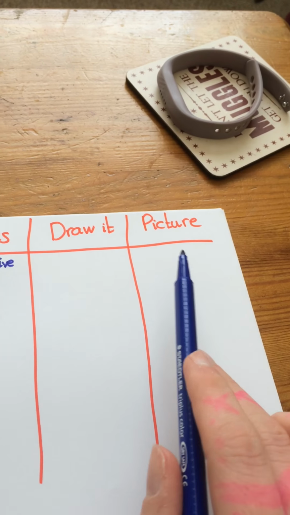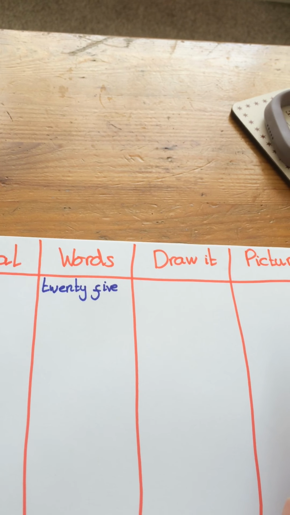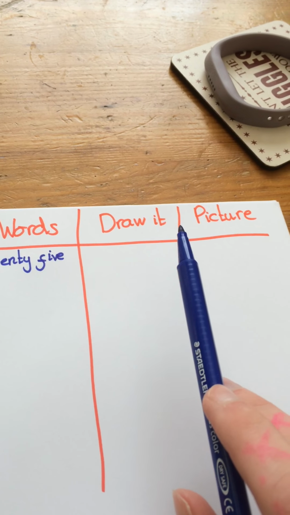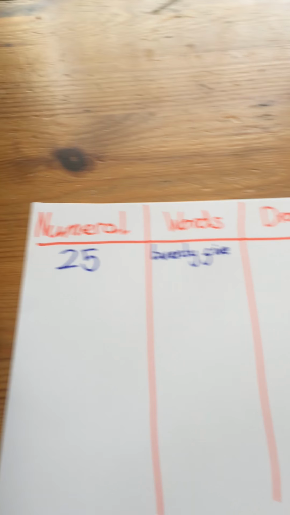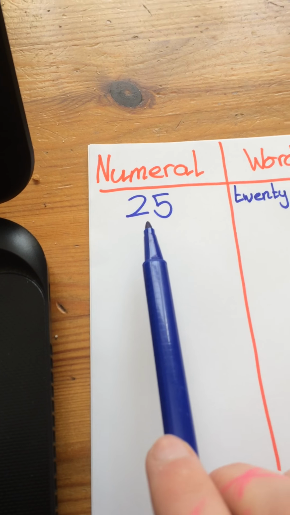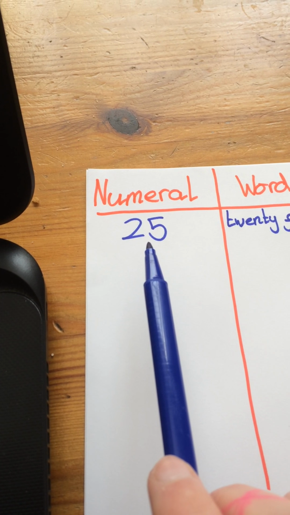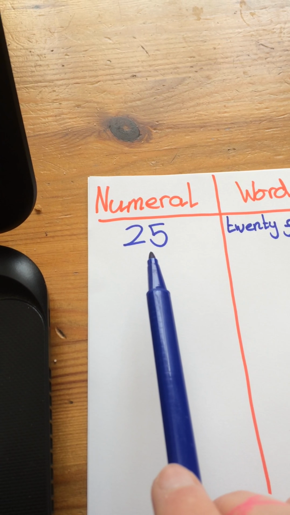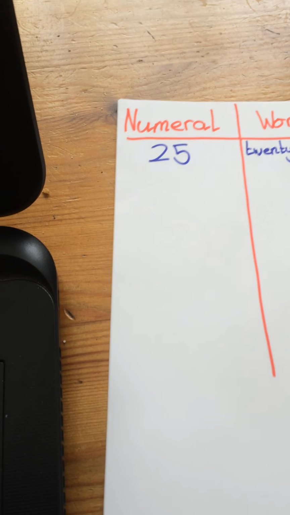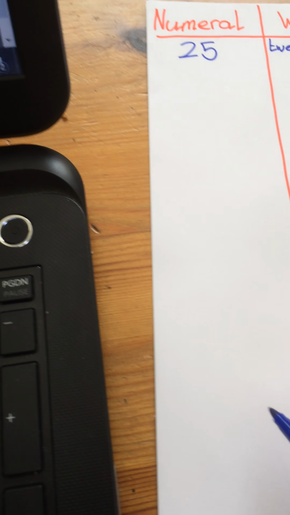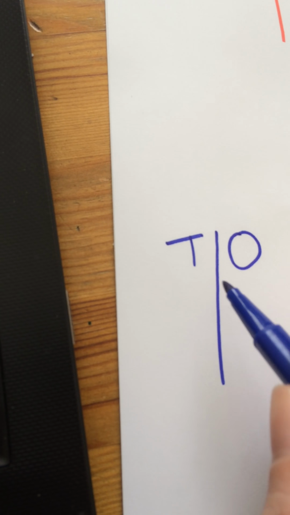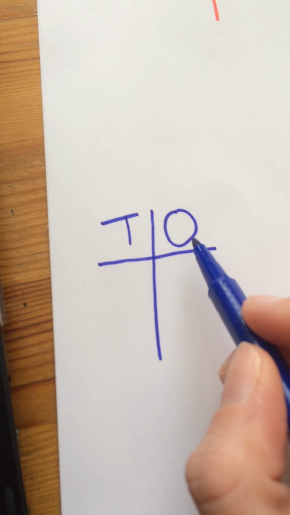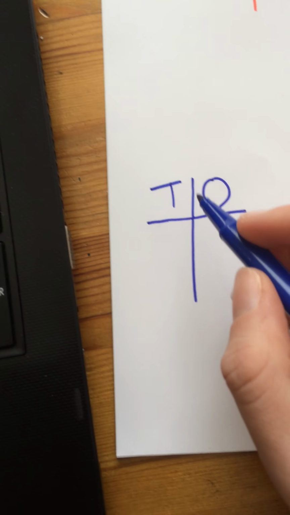Now the draw it and the picture bit, they are a little bit similar. So when we say draw it, what we're talking about is in chips and peas, or in tens and ones. So that means we want to know how many tens and how many ones are in this number. Sometimes we can work that out in our head. If not, we can work it out using a tens and ones chart. So we can draw one of these. It's a T for the tens and an O for the ones, because that's how we write tens and ones. So we'll write our number 25 in there.